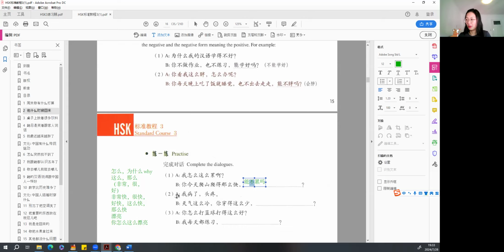All right, now let's take a look at exercise number 2. 我病了, I am sick. 我病了头疼, headache. B said 天气这么冷, the weather is so cold. It's such a cold weather today. 天气这么冷你穿的这么少, so you dress too little. You put on too little clothes.